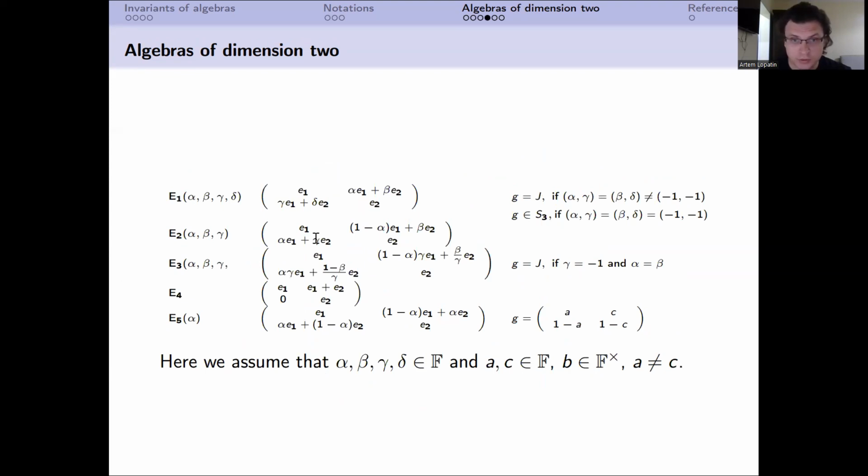As you can see, the list is quite long, and some algebras depend on several constants. So here are the restrictions. Alpha, beta, gamma, delta are any elements from the field F. Well, here I actually omitted some restrictions. There are some restrictions on alpha, beta, gamma, delta, but I didn't have space for them. A and C are any elements from the field F, and B is not equal to 0. A is different from C.